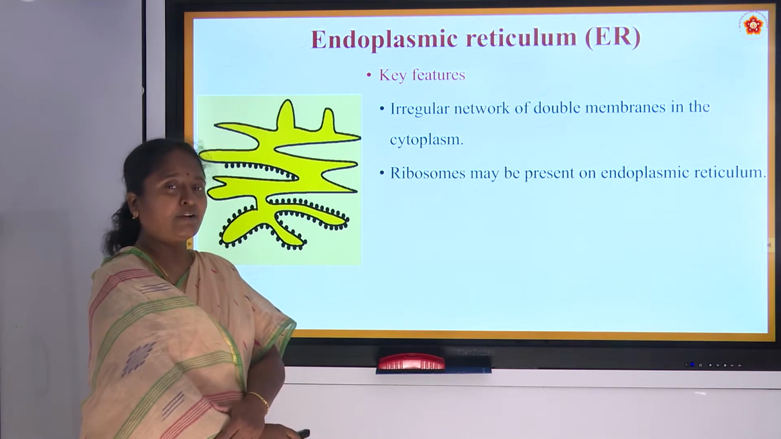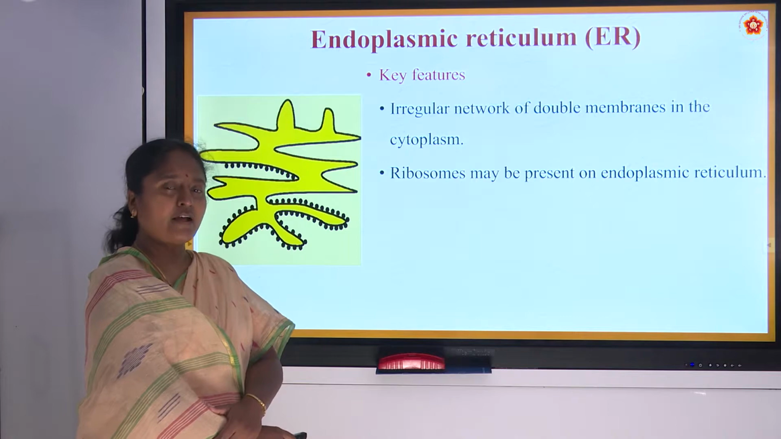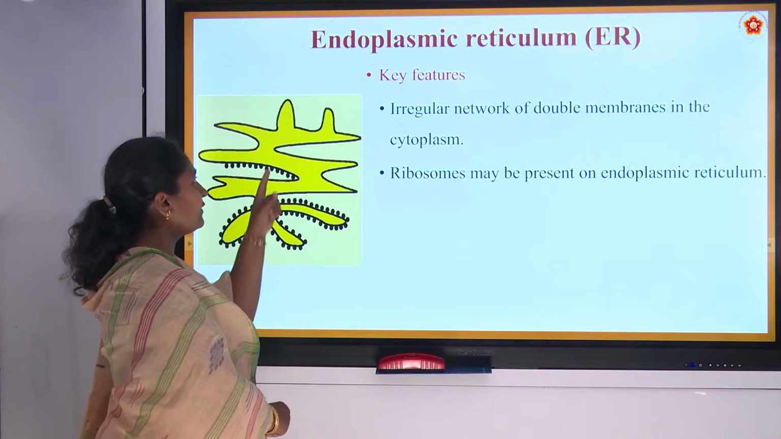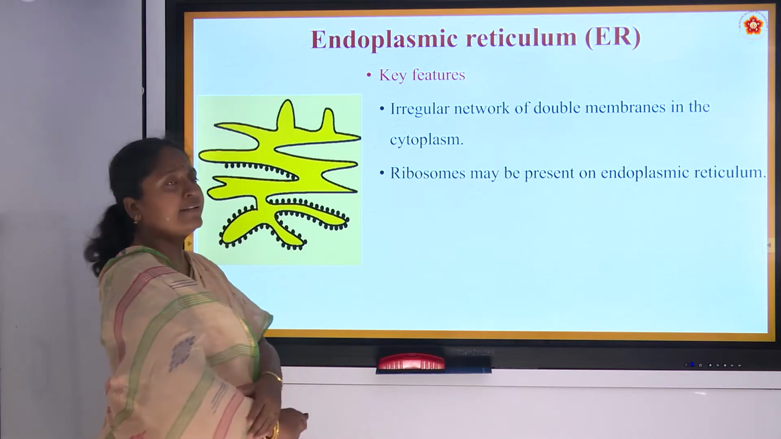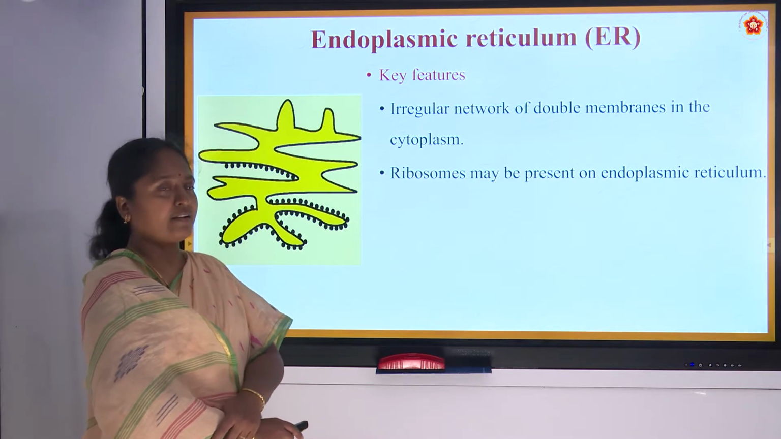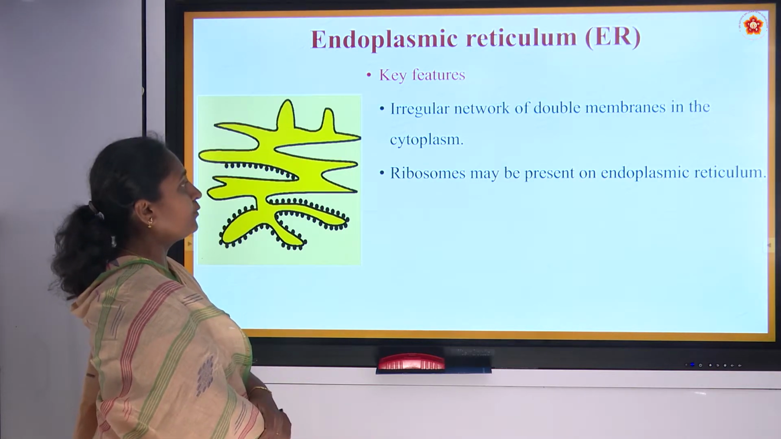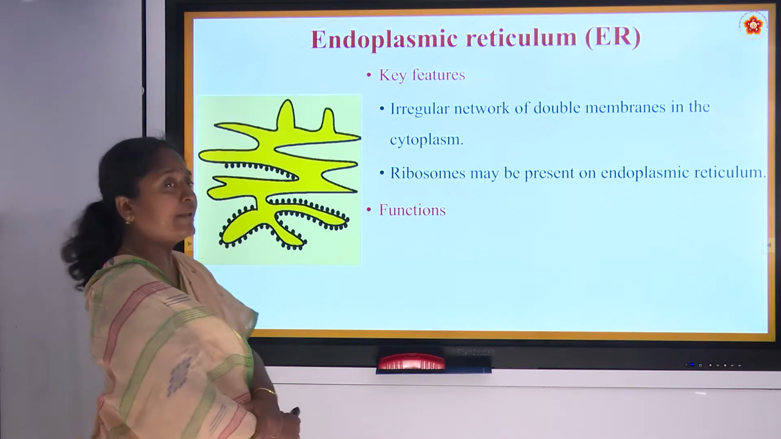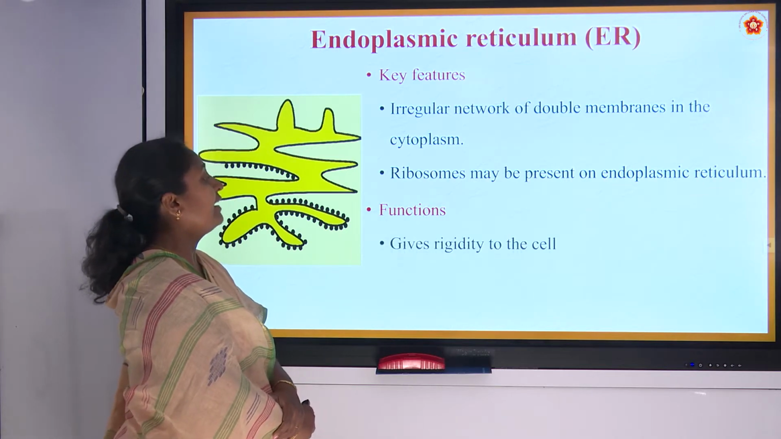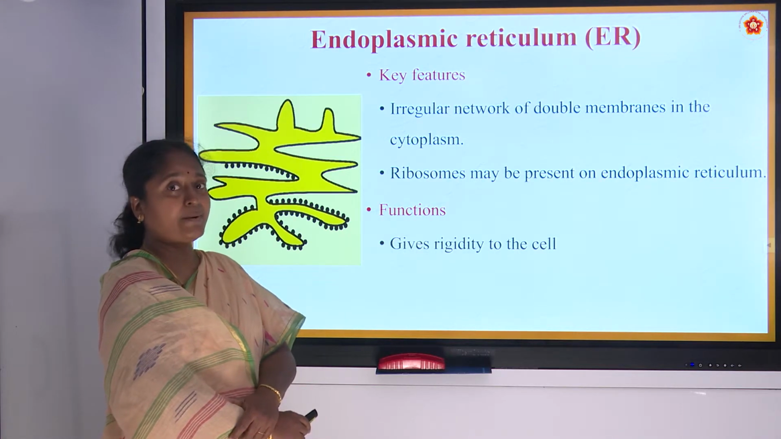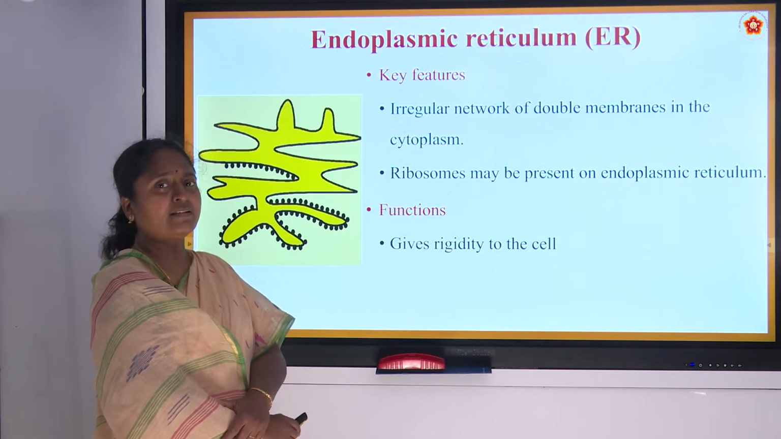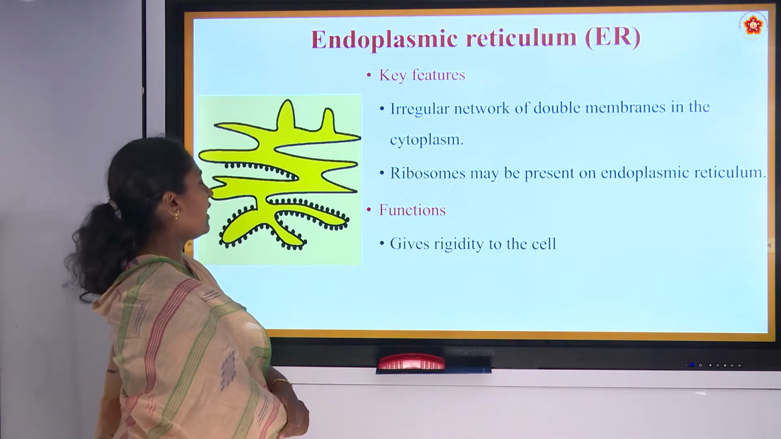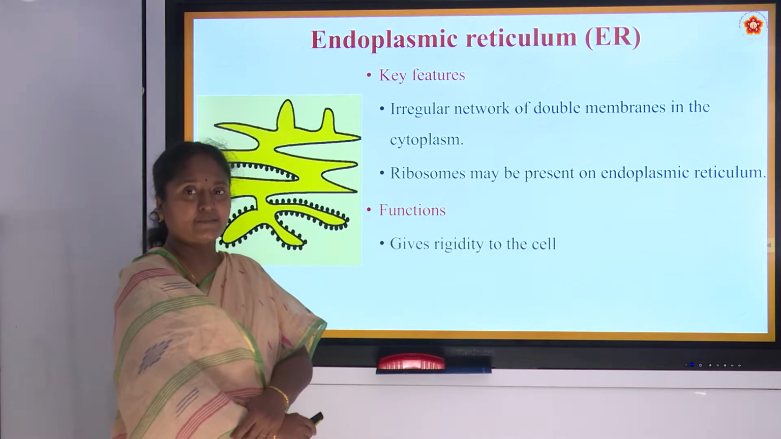Based on that, endoplasmic reticulum is divided into rough endoplasmic reticulum, which has ribosomes attached, and smooth endoplasmic reticulum, where there is no ribosome attached to the surface. So, this is how an endoplasmic reticulum is present. Then what is its function, what is its major role inside the cell? It gives rigidity to the cell. It is a double membranous structure, right? If it is more abundant, the cell gets strength, which we can see when cells have a greater number of endoplasmic reticulum.